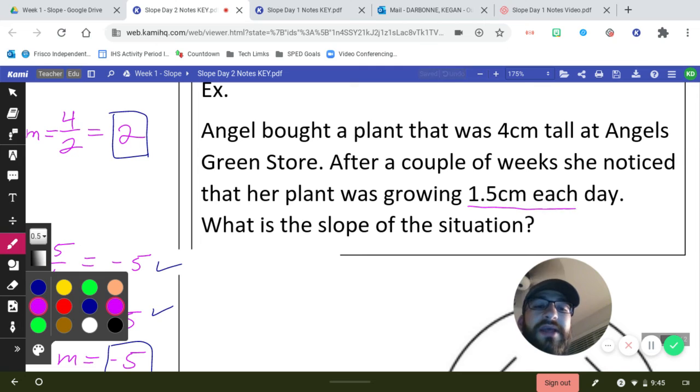So if you notice, each, so centimeters each day. So centimeters, if you remember, that's our dependent. Day is our independent. And that each in the middle is representing that rate of change, that change in y over change in x. So what would the slope be? Well, it's that value there in the front, 1.5. So m is equal to 1.5.